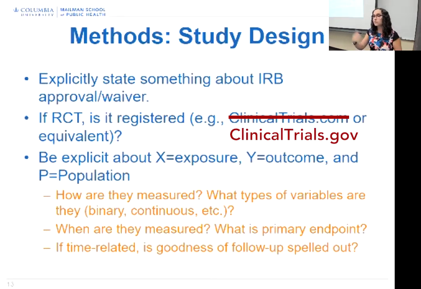And if you're doing some sort of longitudinal study with follow-up, you need to tell us about goodness of follow-up. So how many people dropped out? Why did they drop out? And how that might impact your results. These are the sort of things that I'm starting to think about when I read the study design section.